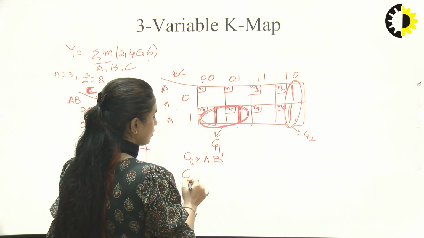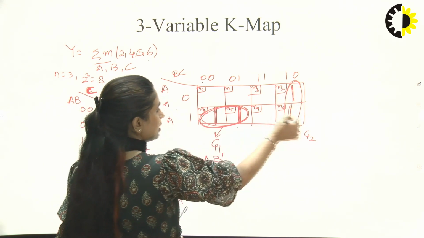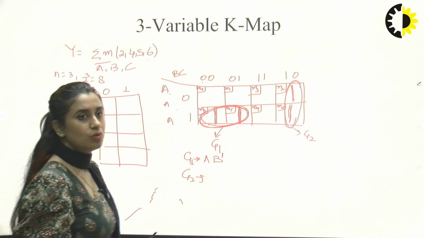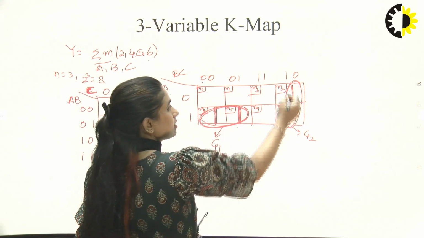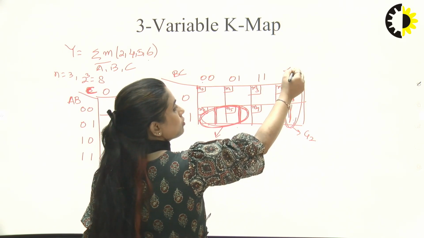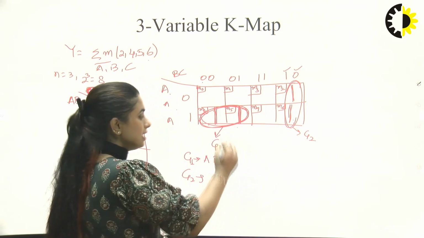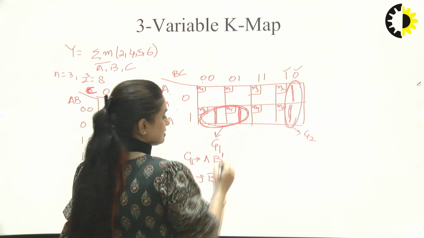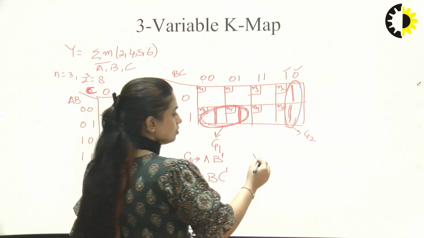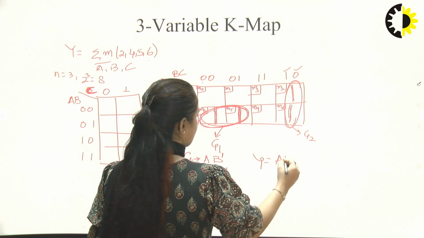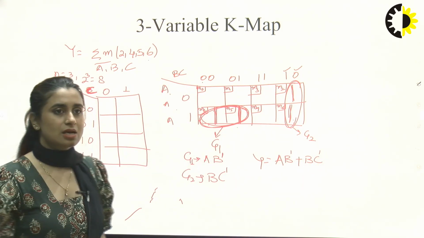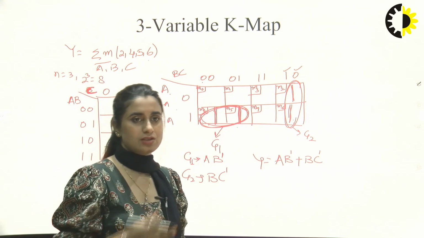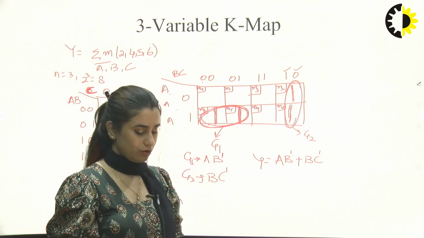Now let's talk about group 2 naming. From here to here, the value of A is changing from 0 to 1, so we'll exclude A. From here to here, neither the value of B nor the value of C is changing. B is B here and C is C bar here. So the solution stands to be A B bar plus B C bar. That is how we write the solution for this question. I hope it makes sense.